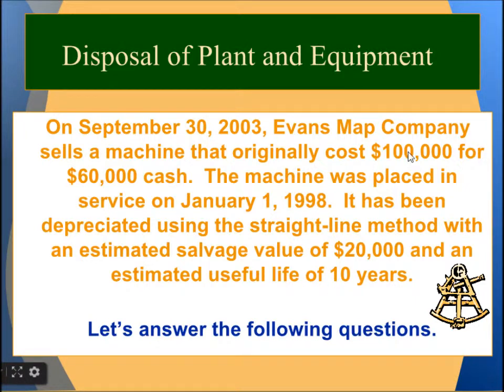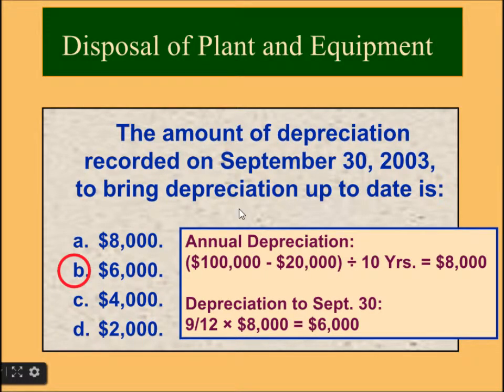So for calculating the depreciation, we have to deduct 100,000 minus 20,000 divided by 10, which will give us the depreciation expense for each year. So the amount of depreciation recorded on September 30, 2003 to bring the depreciation up to date is, for calculating annual depreciation, we know that we have to deduct the salvage value from the cost and divide it by the total number of useful years, which will give us the annual depreciation. So this comes to be $8,000 per year.